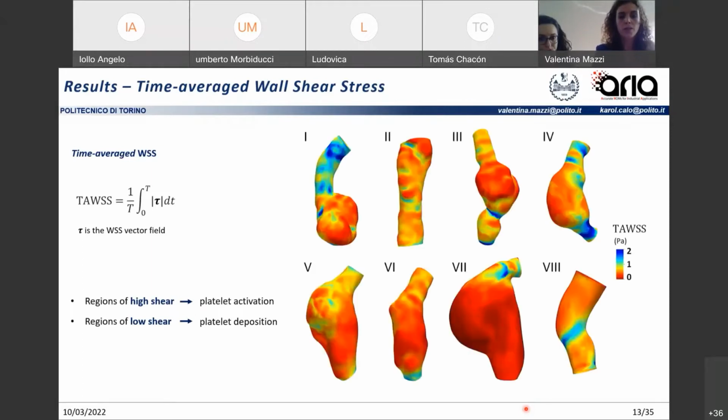So going to results, we can see the time average wall shear stress distribution on the luminal surface of the models. And we can observe that the expansion regions of the models are characterized by low time average wall shear stress values. In particular, model 7, presenting a marked expansion region, is characterized by the lowest values of wall shear stress.